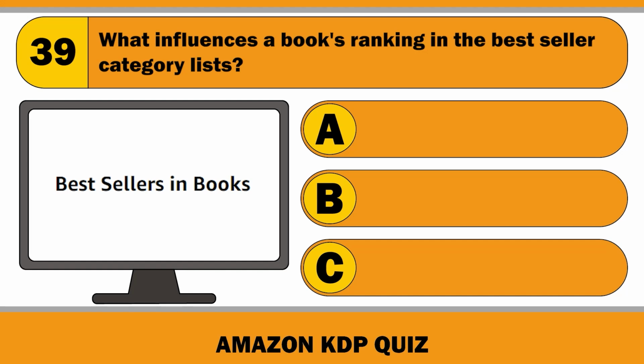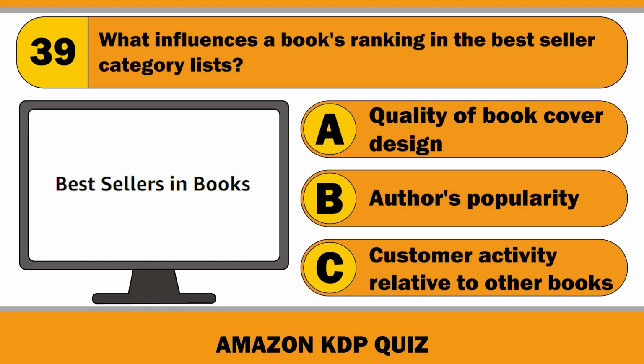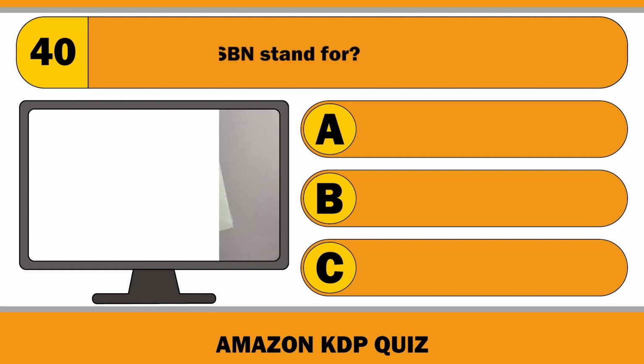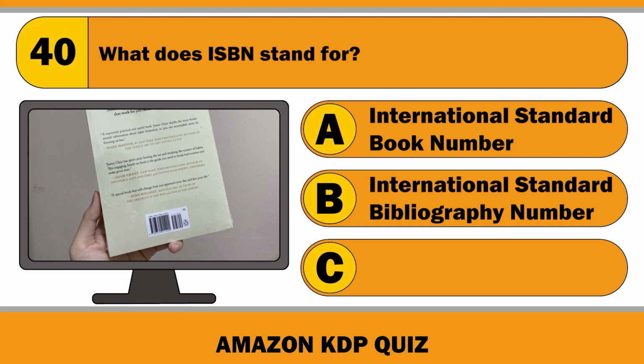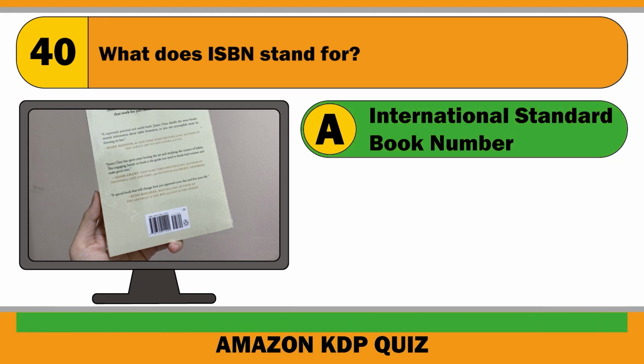What influences a book's ranking in the bestseller category lists? Is it quality of book cover design, author's popularity, or customer activity relative to other books? Bestseller and category ranks are based on customer activity of your book relative to the activity of other books. What does ISBN stand for? Is it International Standard Book Number, International Standard Bibliography Number, or International Standard Book Name? It is International Standard Book Number.